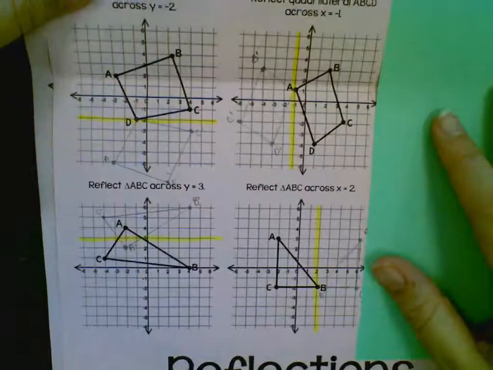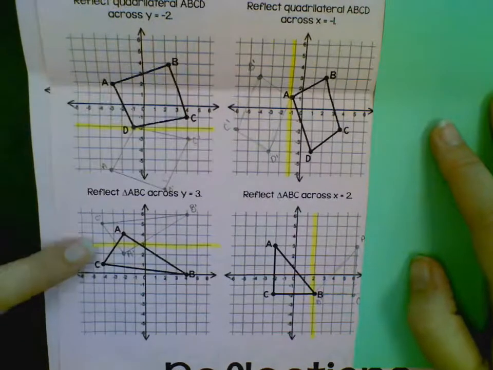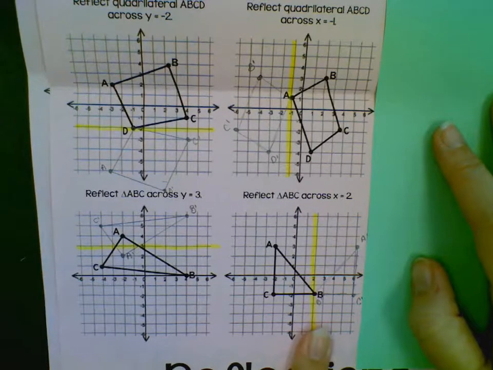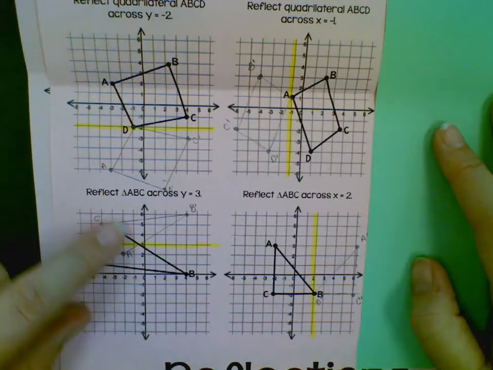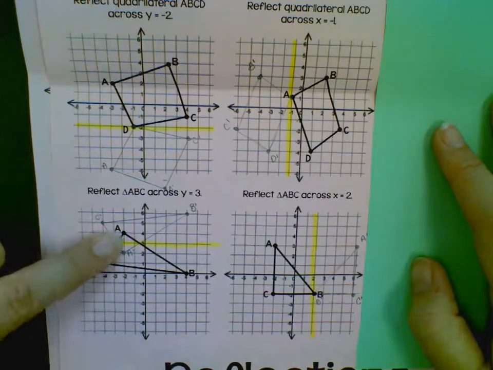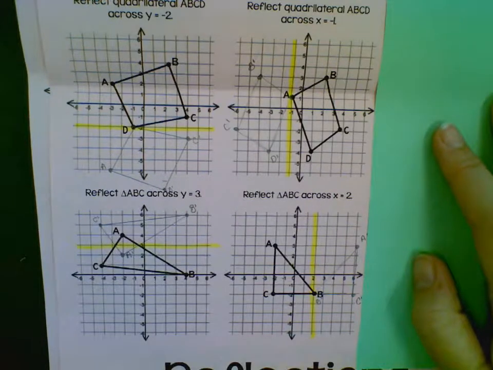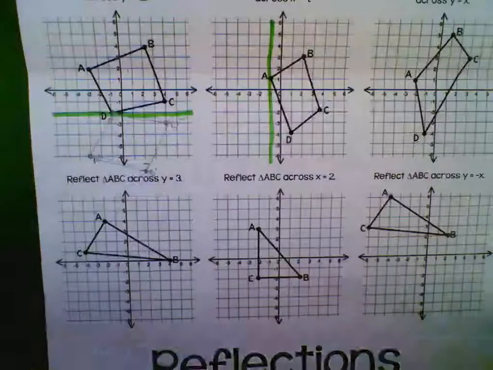Okay, so here's a reflection of y equals -x. Down here we got y equals 3, and over here x equals 2. As you can see, sometimes they flip over and end up on top of each other, and sometimes they don't. Sometimes, like this one, they don't even touch. It depends on where the points are and how far away from the lines they are.